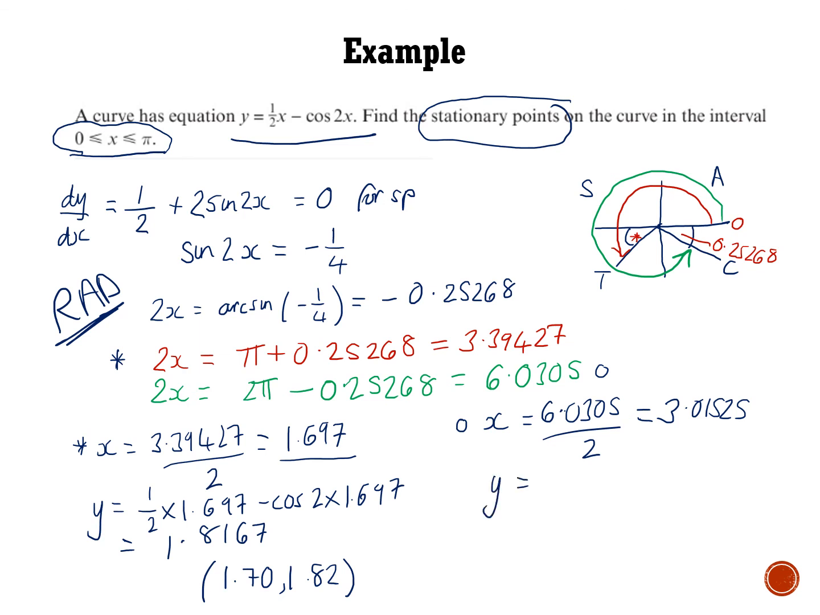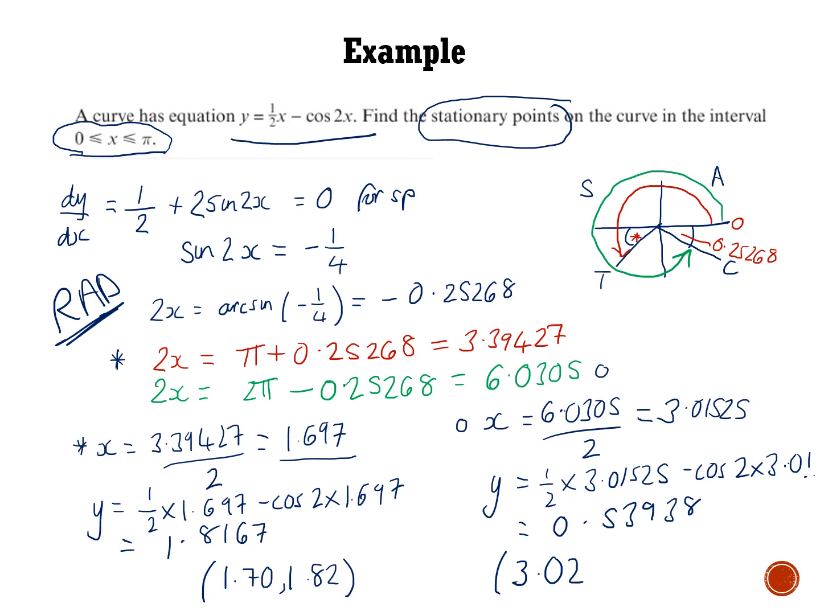Let's do the second one. y equals a half times 3.01525 minus cos of 2 times 3.01..., run out of room a little bit there. Pop that in your calculator, 0.53938. So again, let's specify my coordinates to 3 significant figures, 3.02 and 0.539. And because I've got a range between 0 and pi, I'm expecting to get 2 answers because I've got a cos 2x here. So that's the right number of answers. Any more would go outside of my range.